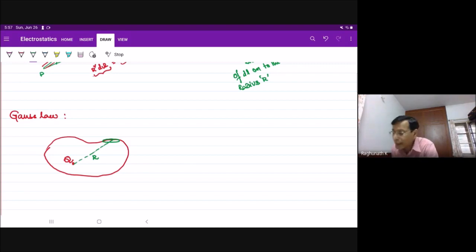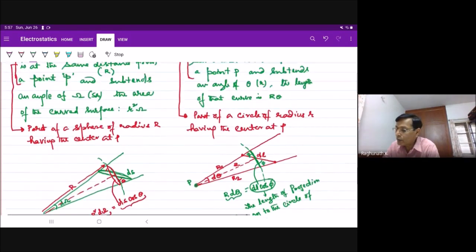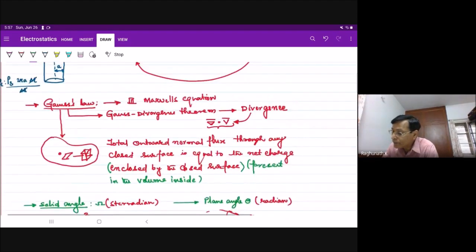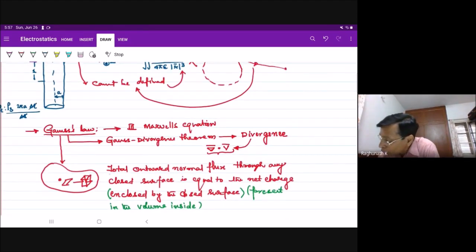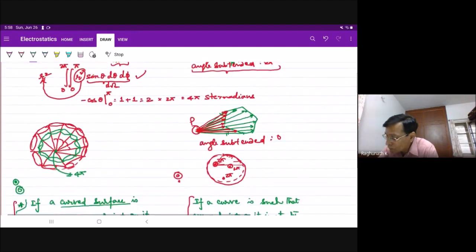Please note that we are trying to calculate the total outward normal flux through any closed surface. Total outward normal flux through any closed surface is to be determined. Check it.